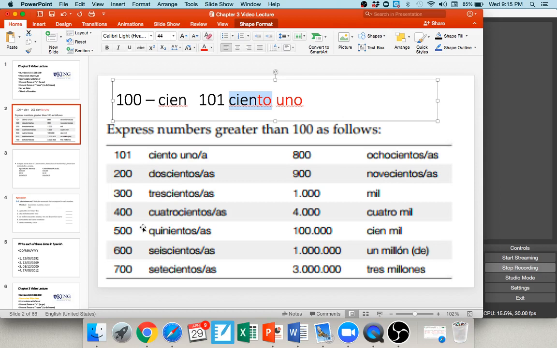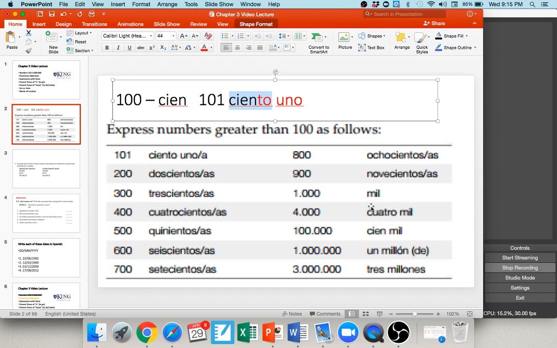600, seiscientos. 700, setecientos, almost like 7, siete, but without the I in siete. It's just setecientos. 800, ochocientos. 900, novecientos, almost like 9, nueve, but novecientos. And then 1000 is mil, M-I-L, mil. All the rest of these are really easy. So once you know your hundreds and you know 1000, you can do multiple others.